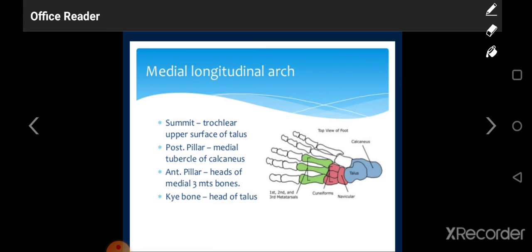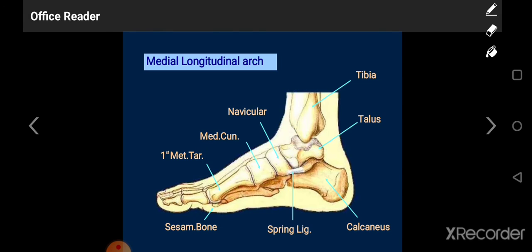It is formed by the trochlea, the upper surface of the talus. Posterior pillar, it is formed by the medial tubercle of the calcaneum. That is, in this diagram we can see the calcaneum, the posterior pillar, the medial tubercle of the calcaneum.